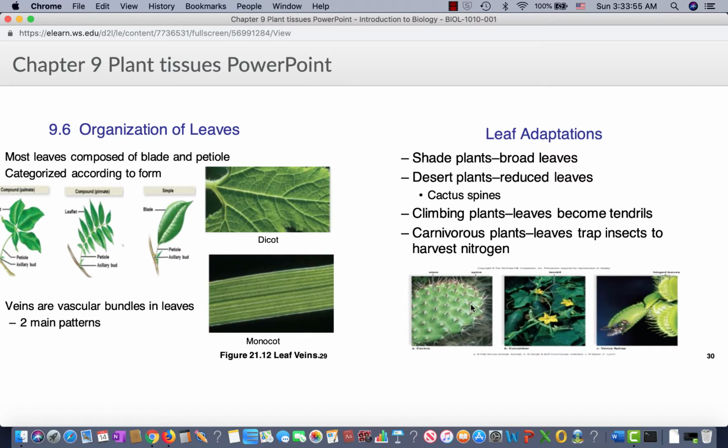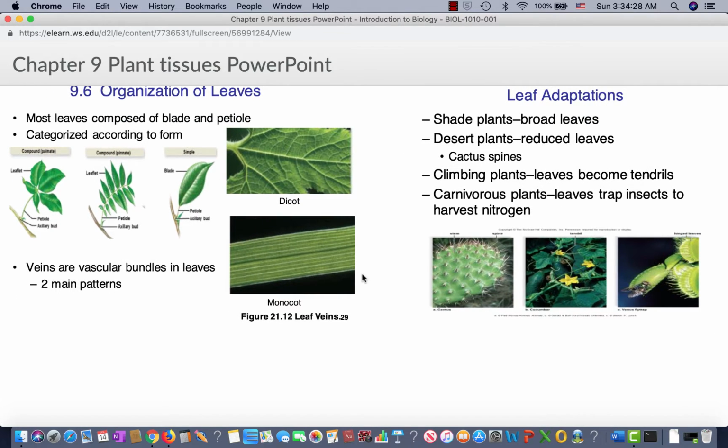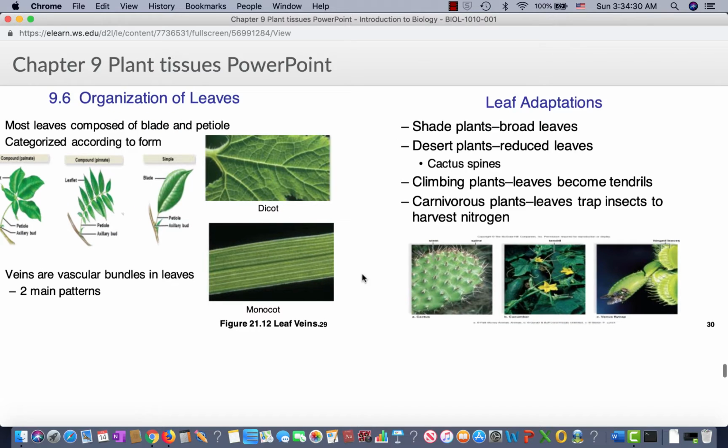Plants have reduced leaves, like little cactus spines here, and they do that to prevent as much water loss as possible. Climbing plants have leaves that have become tendrils, and these are capable of responding to touch. And then carnivorous plants have leaves that trap insects to harvest nitrogen. Again, the nitrogen bit here is important because most of these carnivorous plants you find in bogs and marshes and places that have low nitrogen content, or at least low fixed nitrogen content. So they'll eat insects to supplement their nitrogen.